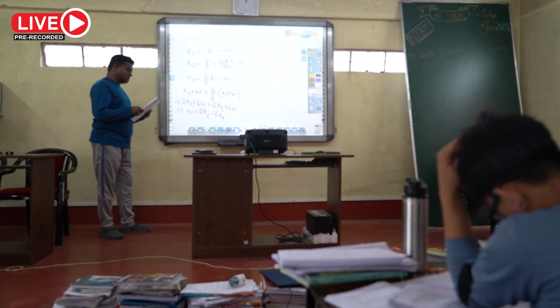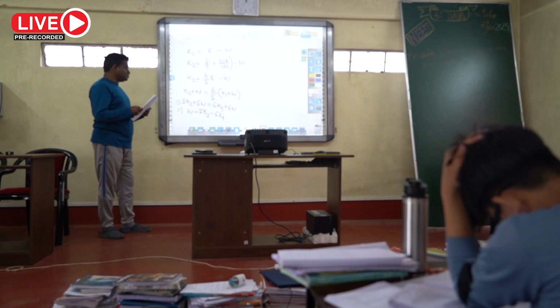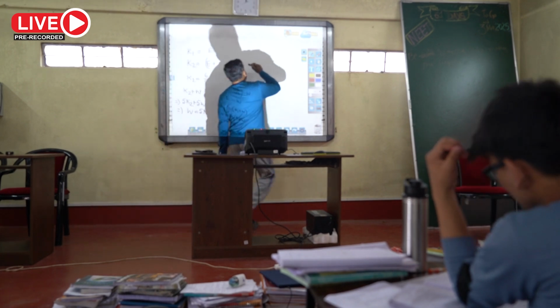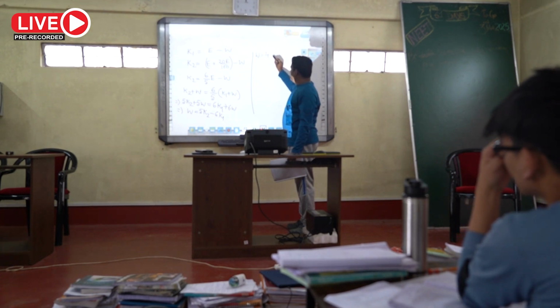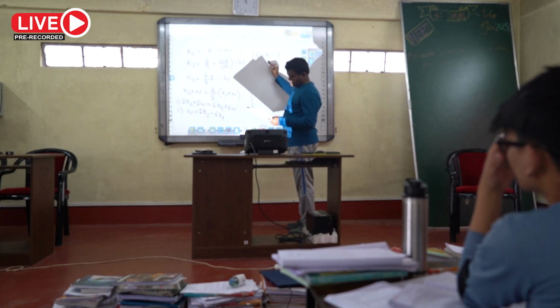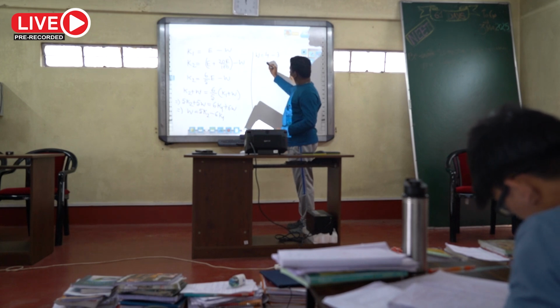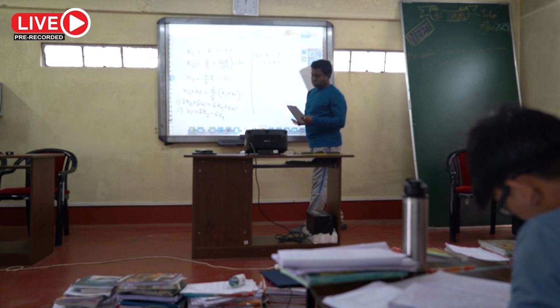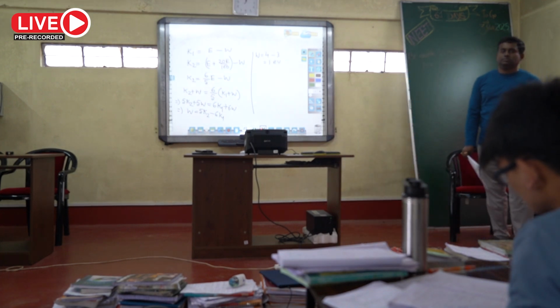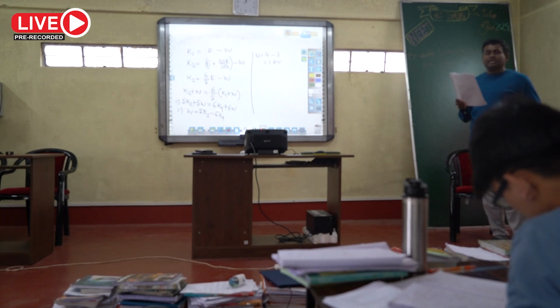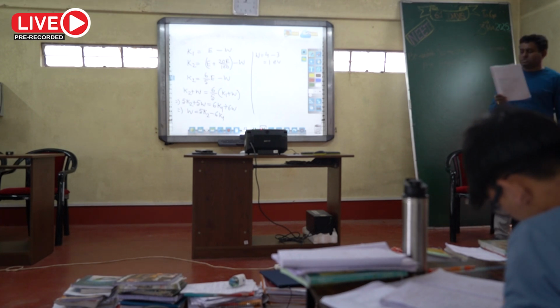K2 is given 0.8 electron volt, K1 is given 0.5 electron volt. So 0.8 into 5 is 4 and 6 into 0.5 is 3. So it is 4 minus 3, that is 1 electron volt.